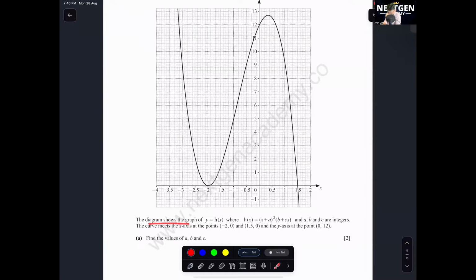The diagram shows the graph of y = h(x), where h(x) = (x + a)² (b + cx), and a, b, c are integers. The curve meets the x-axis at (-2, 0) and (1.5, 0), and the y-axis at (0, 12). Find the value of a, b, and c.